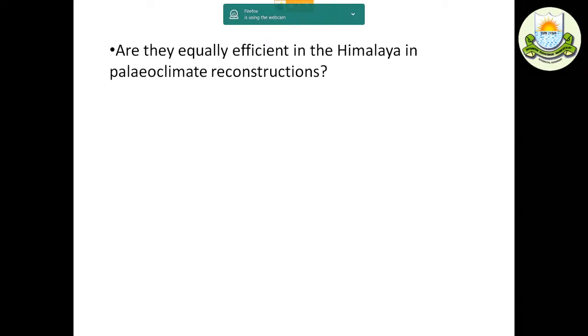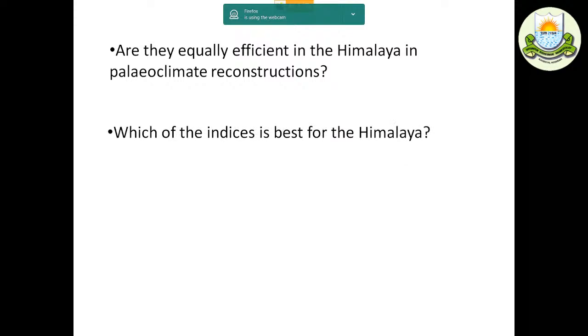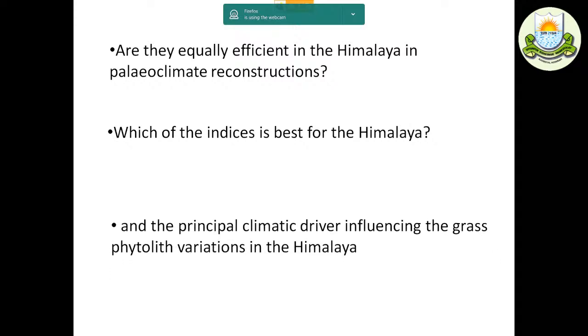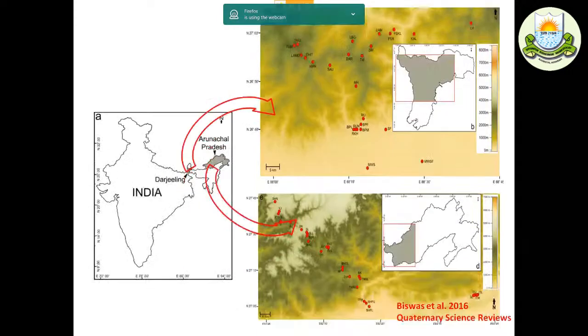Now, some questions are there in our mind: are they equally efficient in the Himalaya for paleoclimate reconstruction? And which of these indices, IC, IPH or FS, is the best for the Himalaya? And now we have to also find out the principal climate driver. All the studies were telling that IC is rising with the elevation of the Himalaya, it has a linear relationship, but they don't tell which climatic driver is influencing this IC. They are not telling this. So we had to find that out. Let's see what our study can portray.